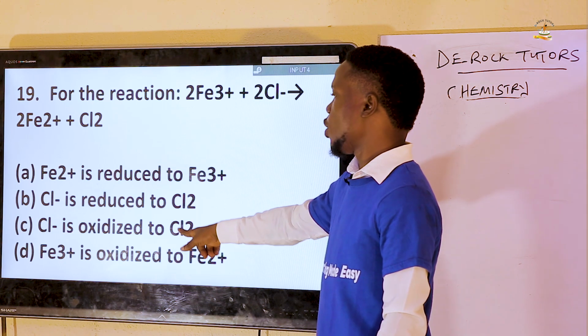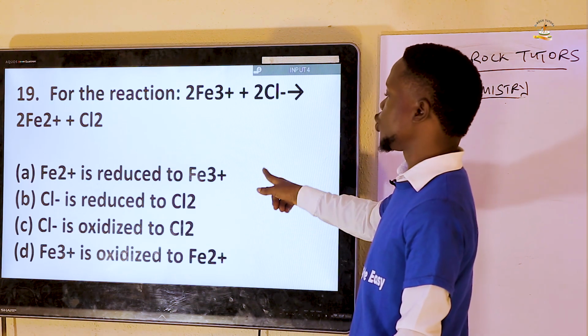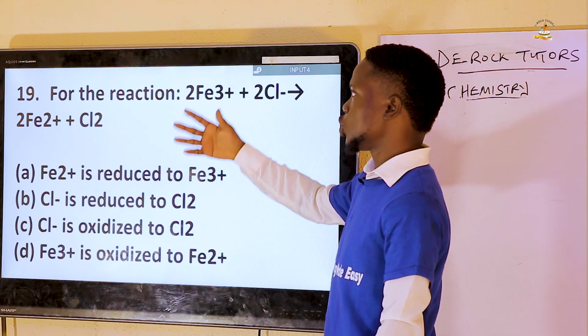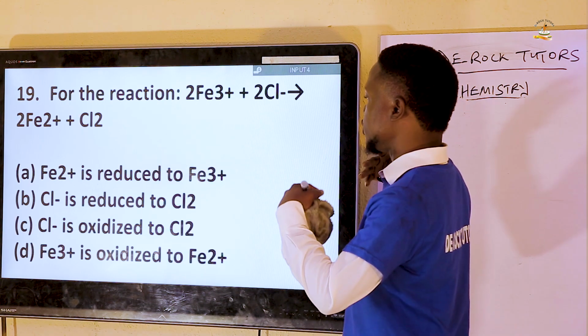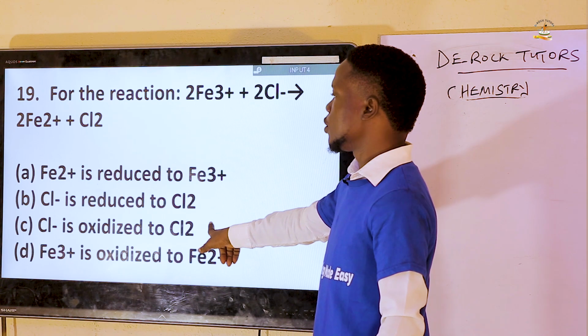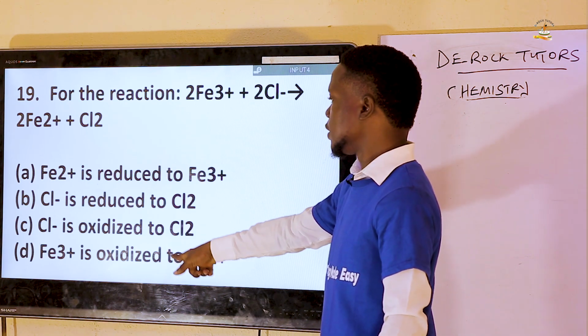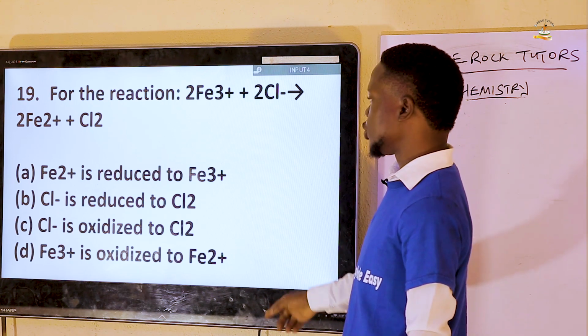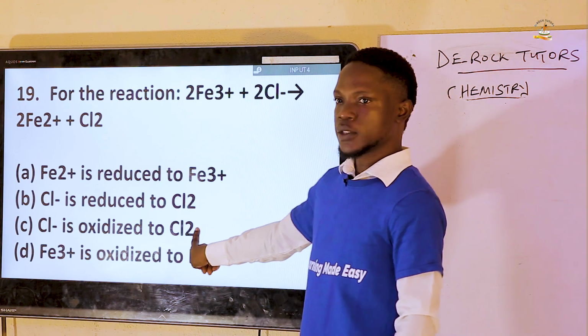Option C says Cl minus is oxidized to Cl2. That is correct because oxidation is an increase in the oxidation number. And here we can see that the oxidation number is increased from -1 to 0. And D says Fe3+ is oxidized to Fe2+. That is wrong. So the answer is option C.